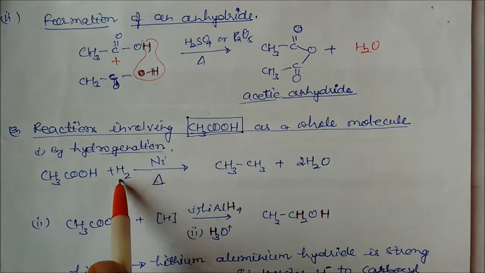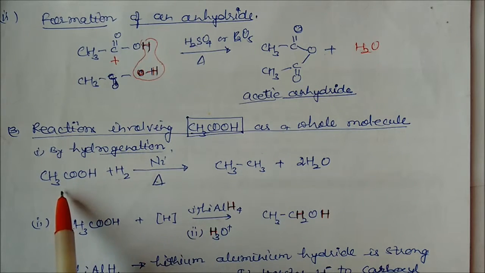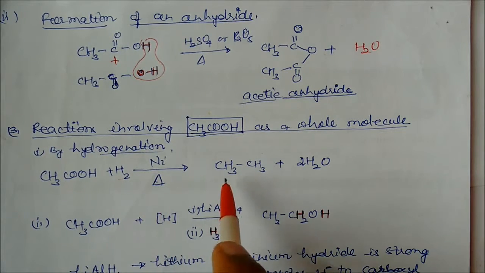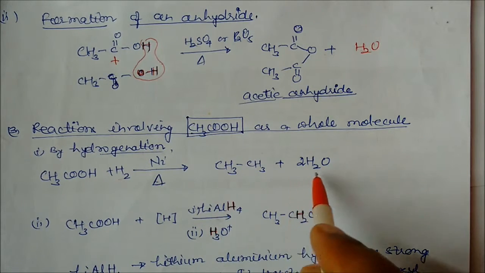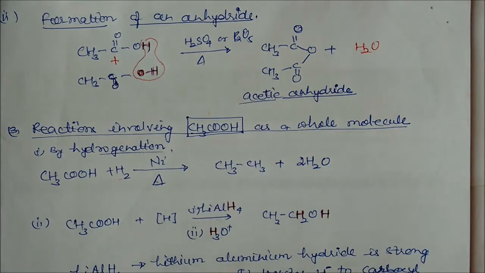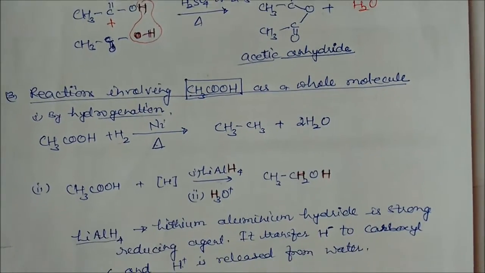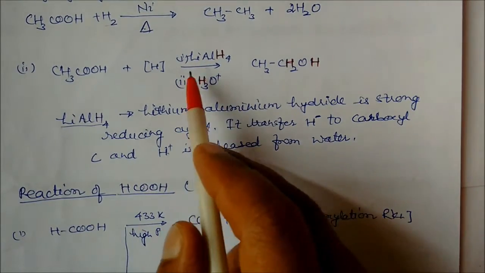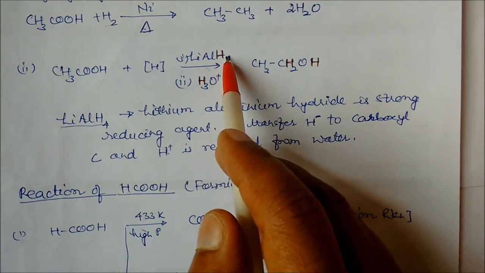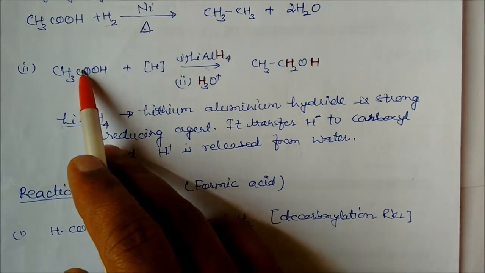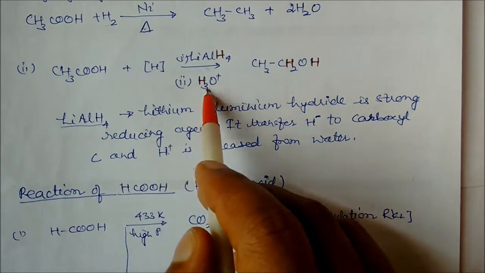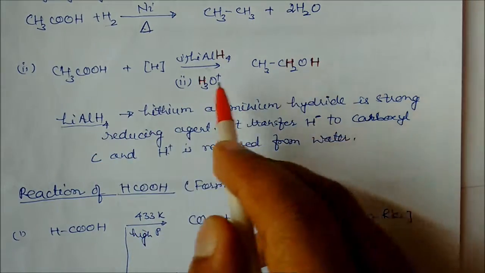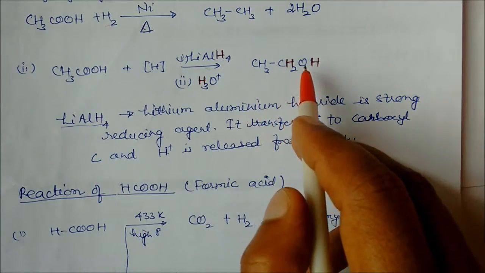In hydrogenation, hydrogen is attached to the carbon in the presence of nickel as a catalyst, and we heat it. So we will get CH3 and water. Similarly, we can use one more reagent, acetic acid plus lithium aluminum hydride. Lithium aluminum hydride gives hydride, H negative. This carbon takes one H negative and one H plus from here, and H2 is released as water. So we get CH3CH2OH.